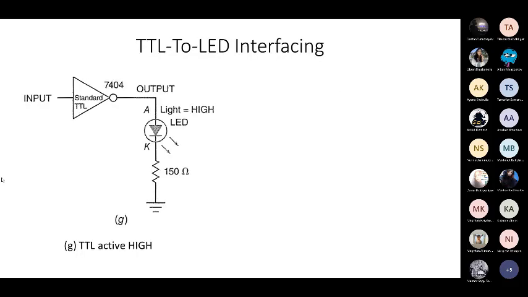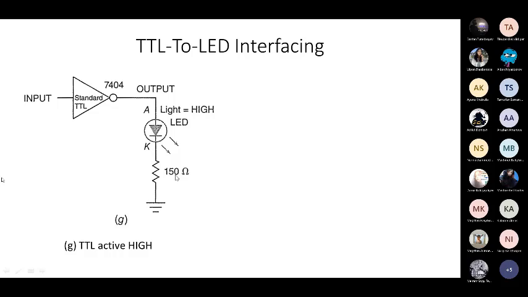So, TTL to LED interfacing. In our Multisim work, we usually do this kind of experiment, right? We use a 7404 inverter in Multisim, and you see when we do not use this resistance, your LED can actually break. For this reason, we need to use this series resistance. But you can see here, the series resistance is different, right?